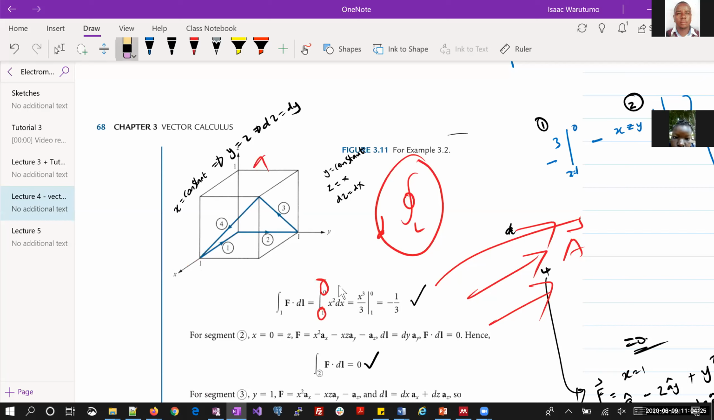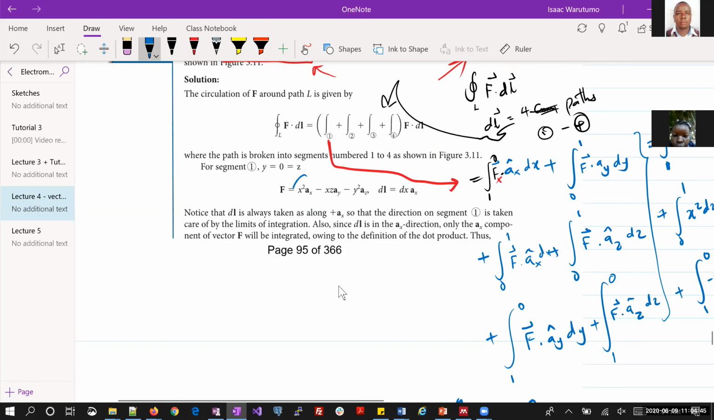Okay, and then our F, a vector, we can always break into Fx ax plus Fy ay plus Fz az. And since we were given F, the term with the x component is my Fx. The term with the y component is my Fy. And the term with the z component, or the unit vector, is the Fz.